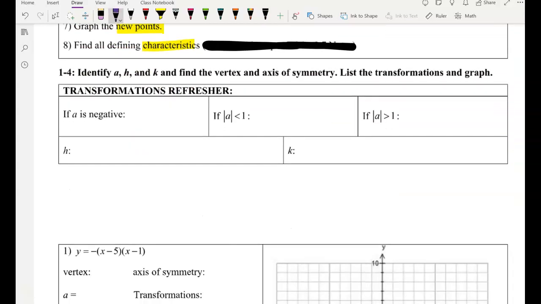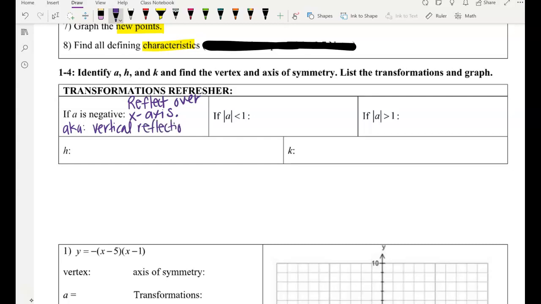All right, guys, here we go. Examples 1 to 4. Identify A, H, and K, and find the vertex and axis of symmetry. List the transformations and graph it. Transformation refresher. If A is negative, it's going to have a reflection, so reflect over the x-axis. Sometimes you are going to hear us say vertical reflection.